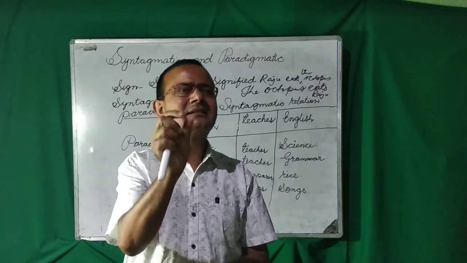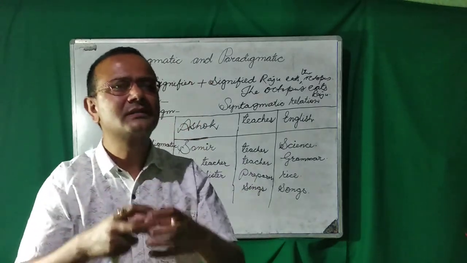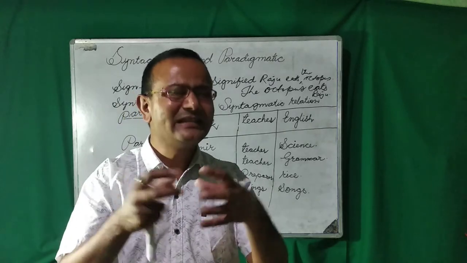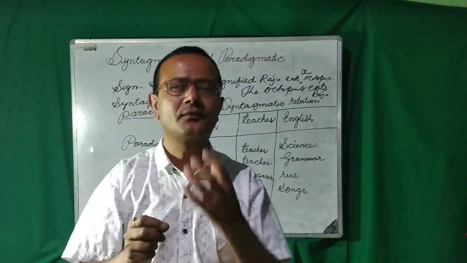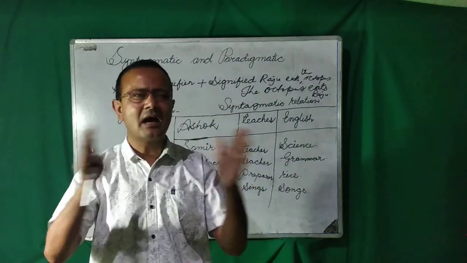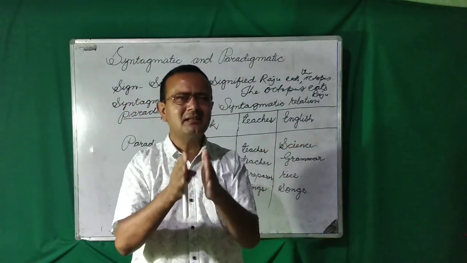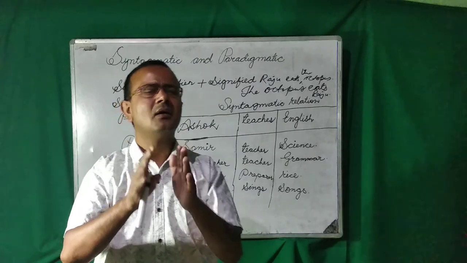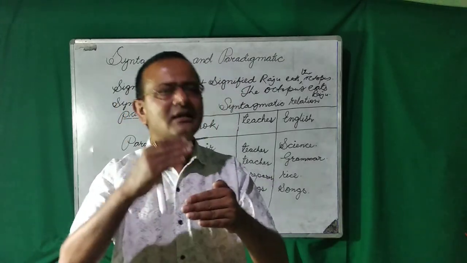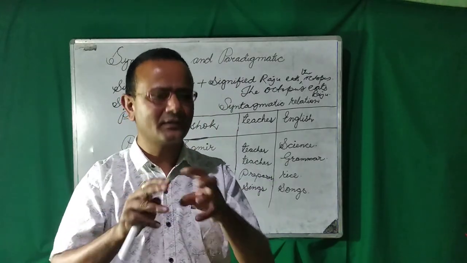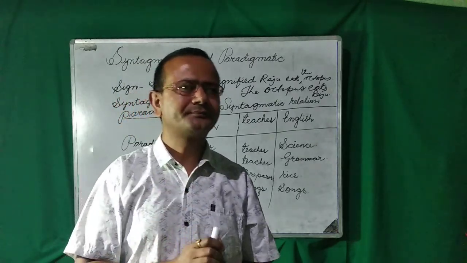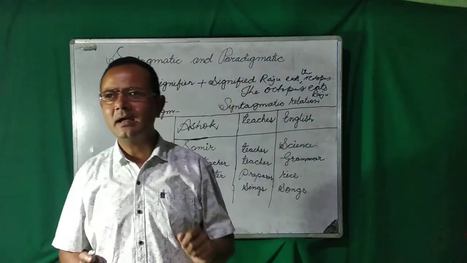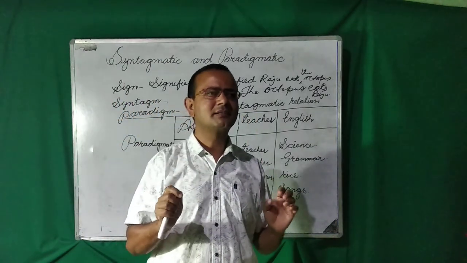So a little change in phonemes. Phonemes are the minimal distinctive sounds, minimal distinctive units, like ba, ka, ta, any sound, okay? Because of the change in sound alone, meaning also changes. That is paradigmatic relationship because of the contrast. All right. So, I hope you have a fair understanding about this topic.